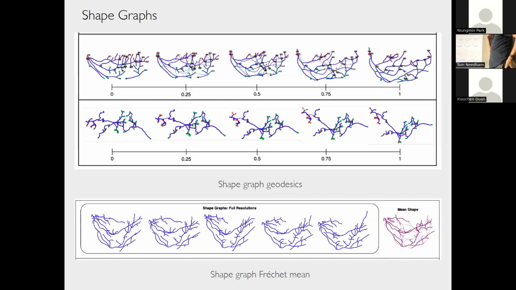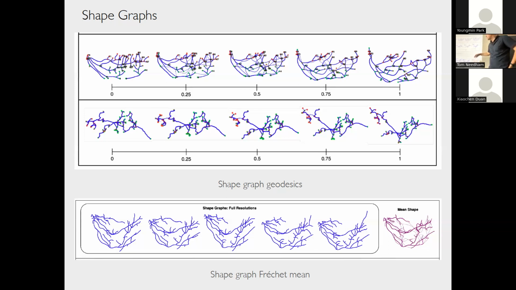Okay, so some applications, we can compute geodesics just like before. So here's a geodesic between eye arteries. Here's a geodesic between, I think, neuron shapes. Okay. Now, once we have geodesics, we can do the Fréchet mean trick, like I talked about earlier. And so this is more useful from a practical perspective.